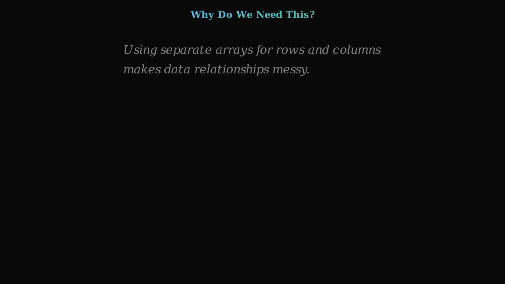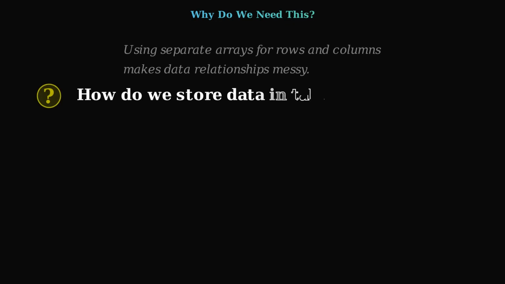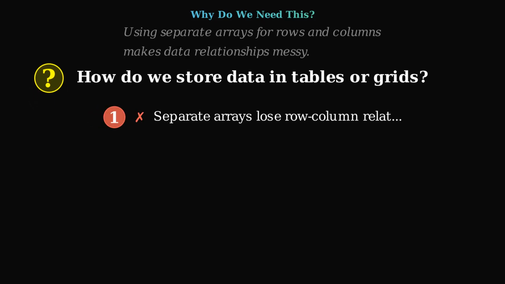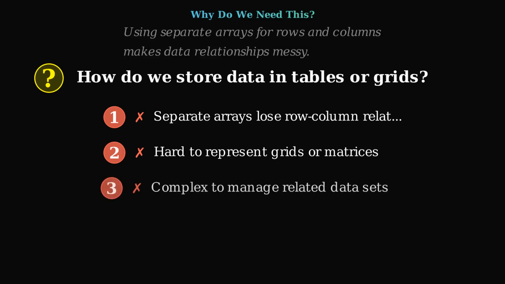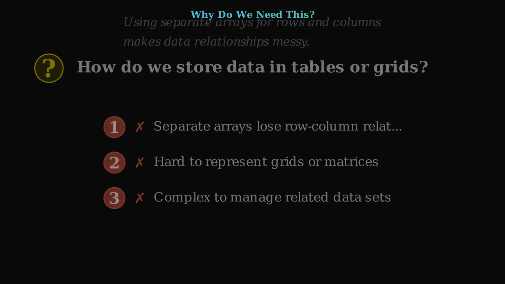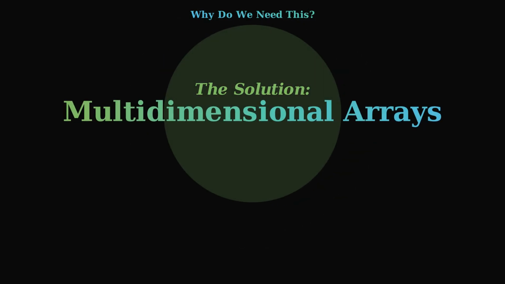Using separate arrays for rows and columns makes data relationships messy. How do we store data in tables or grids? Separate arrays lose row-column relationships. Hard to represent grids or matrices. Complex to manage related data sets. Multidimensional arrays organize data in rows and columns like a grid.